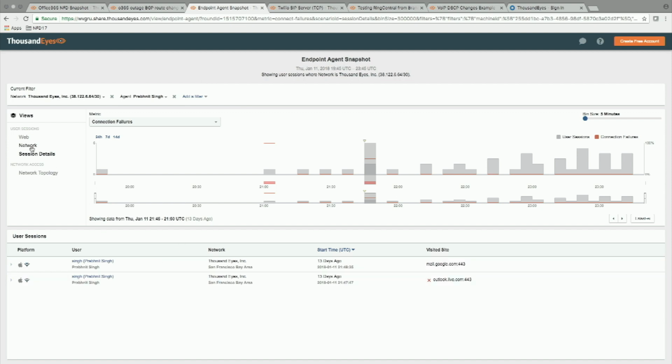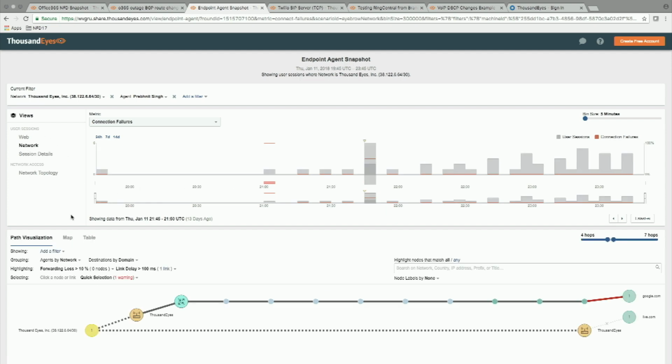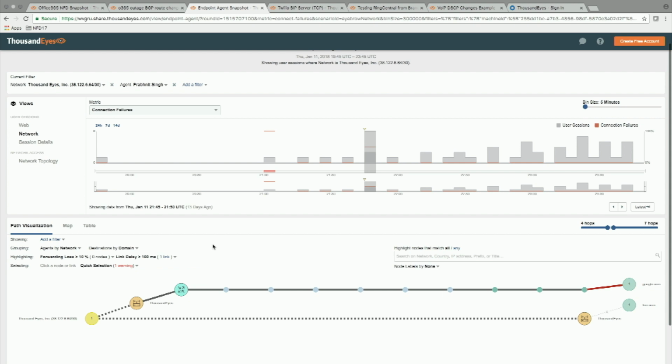And this is his information. These are his sessions in this time period that we've recorded. In addition to that, I can see what his network connectivity looks like at this time. So this is not just from a static place. This is wherever he is.